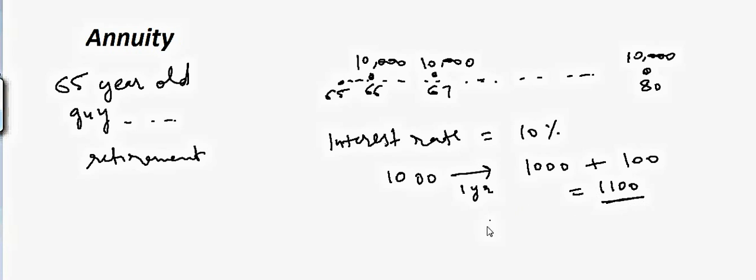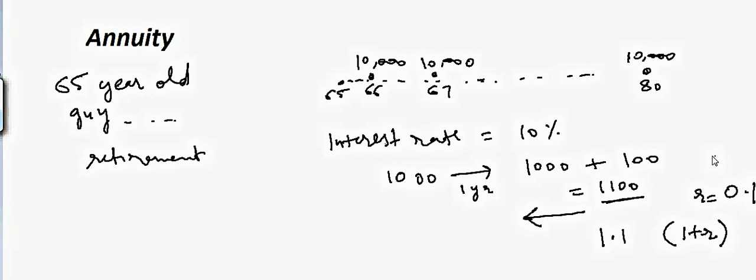If you want to back calculate it, you have to divide the 1,100 by 1.1, which is 1 plus r, where r is equal to 0.1, because we have 10%. If it's 5%, then it will be 0.05. So if you back calculate, 1,100 divided by 1.1 is equal to 1,000. You can back calculate this way. Now how to calculate the annuity?